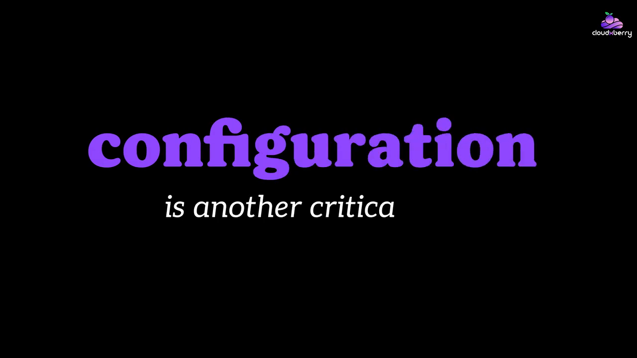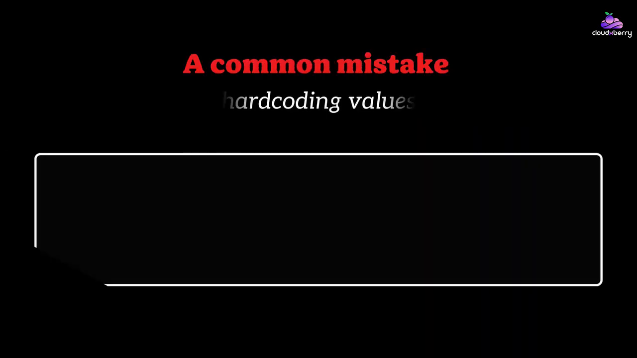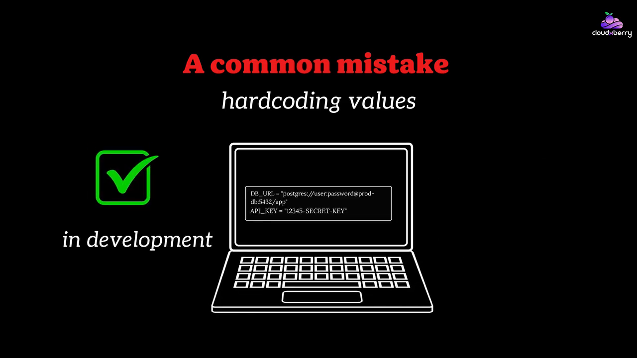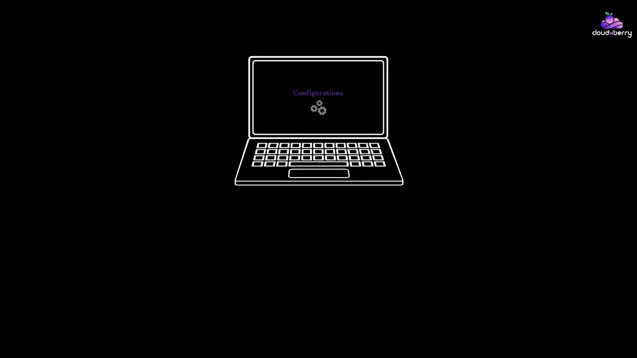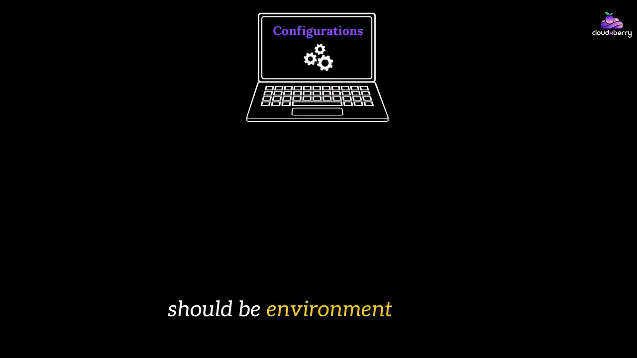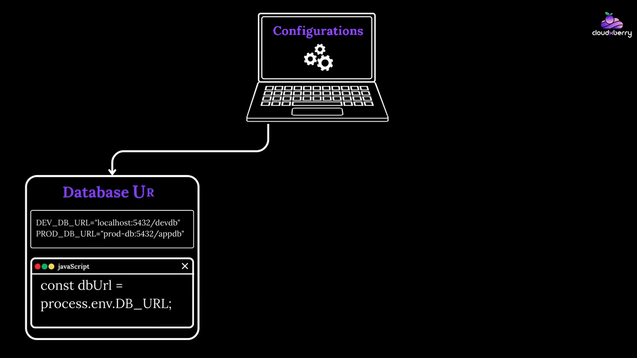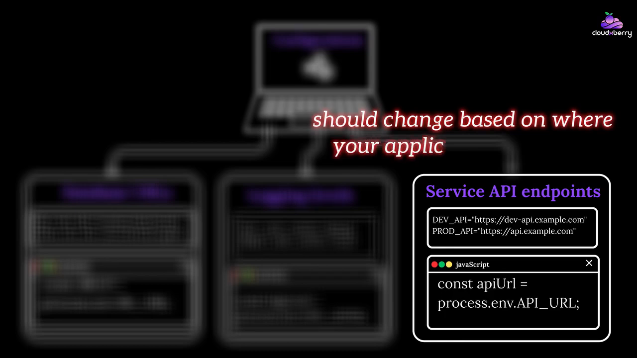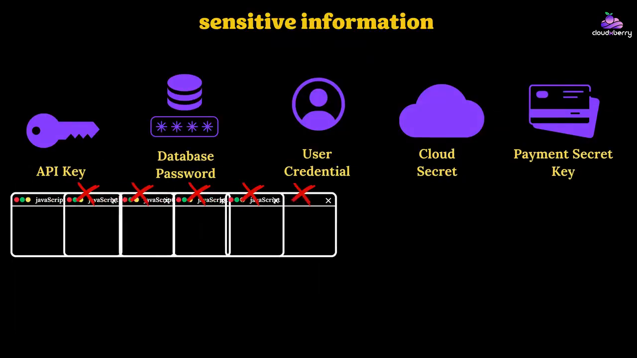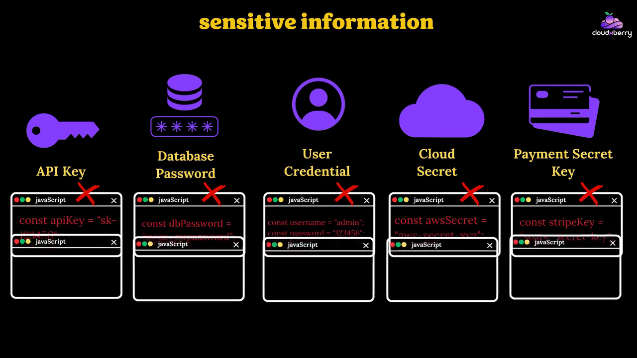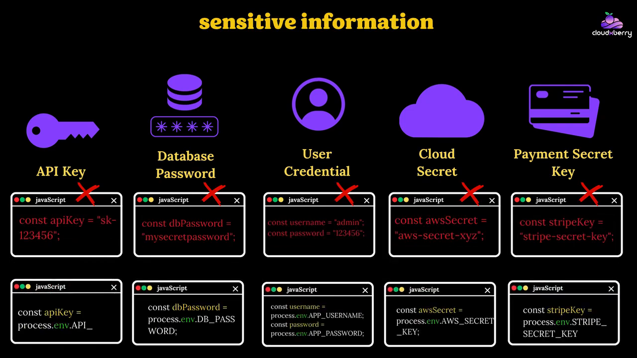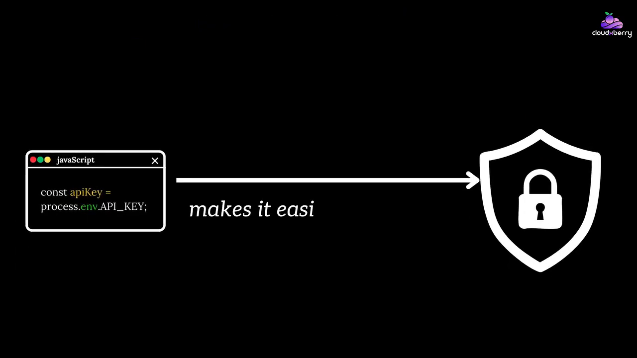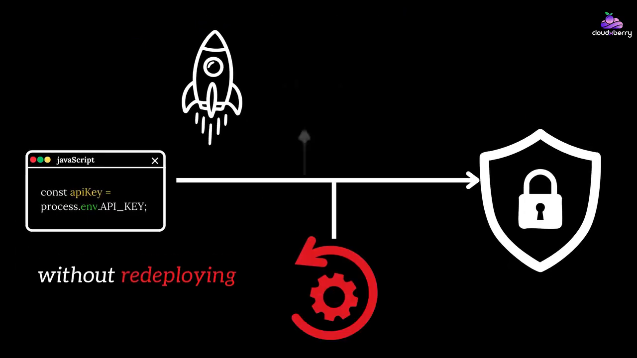Configuration is another critical piece. A common mistake is hard-coding values like database connections or API keys. This works in development but fails across environments. Instead, configuration should be environment-specific. Things like database URLs, logging levels, and service endpoints should change based on where your application is running. Sensitive information should never be stored in code. Instead, it should be managed using environment variables or dedicated secret management systems. This improves security and makes it easier to update values without redeploying the application.